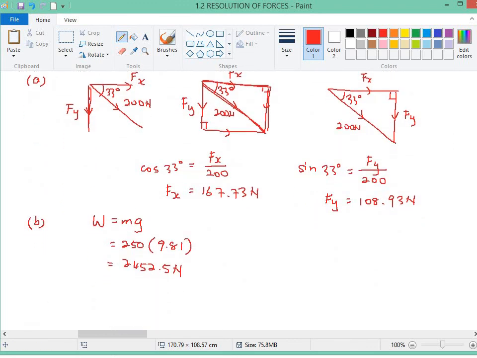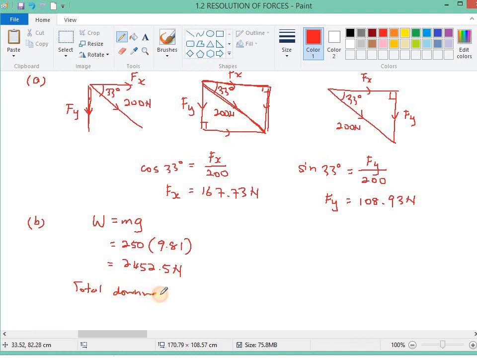What does it mean by total downward force? You take all the forces that are going downwards and you add them together. For example, weight is also a downward force, right? So you take the weight, you plus the vertical component, because this Fy is also downward, right? This weight is also downward.